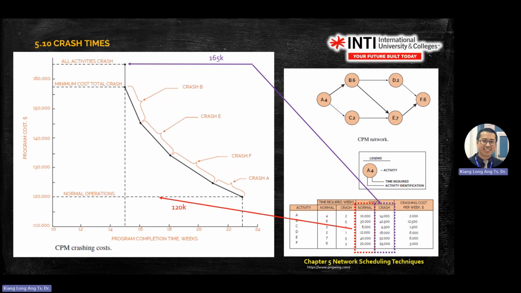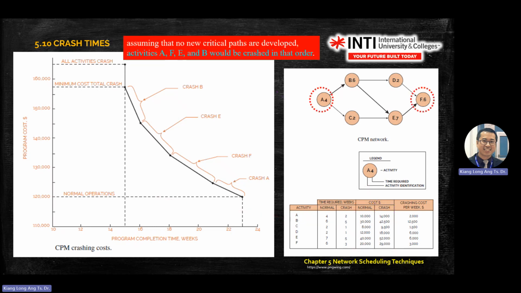How do you derive this curve? You look at the normal graph here, and you pick from low to high. Here, 10,000, 8,000, 12,000, and so on. If you crash A, and you assume no new critical path develops, activities A, F, E, B would be crashed in that order.